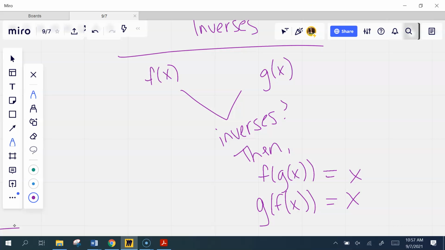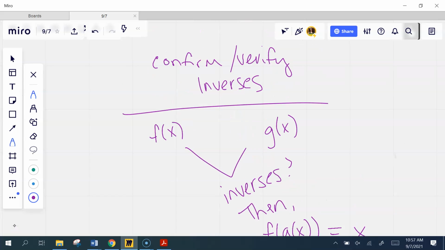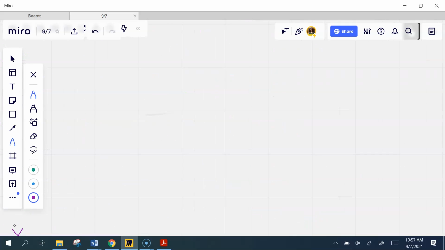I mean, kind of. It simplifies down to just x. When you plug one into the other, it will equal x. Yeah. All right, let's do it. This is number 32.